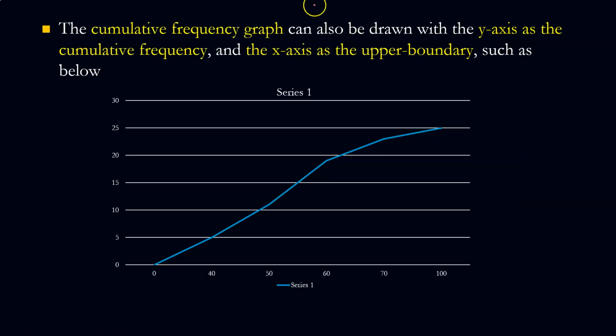Okay, the cumulative frequency graph can also be drawn with the y-axis as the cumulative frequency and the x-axis as the upper boundary, such as below. So this is the cumulative frequency graph. Okay. Dia punya macam ogive lah.